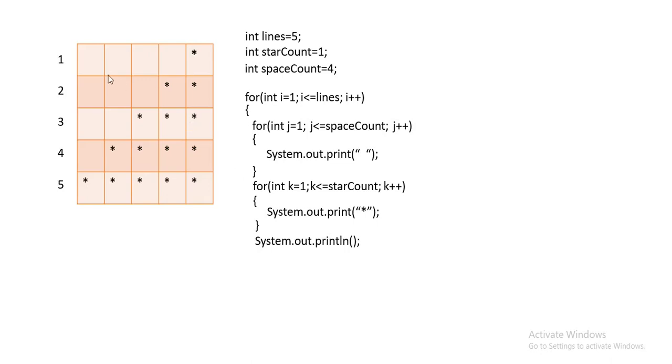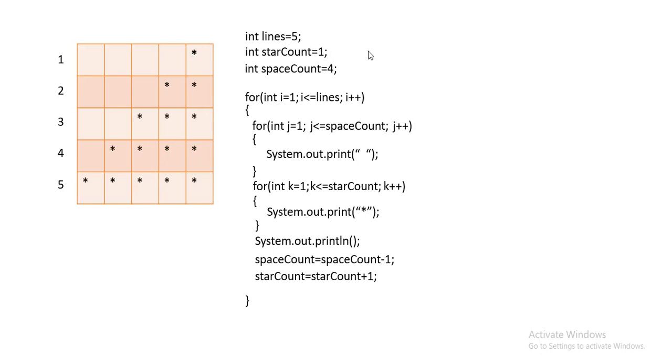See the pattern. The first line has 4 spaces, the second line has 3 spaces, the third has 2. Means the number of spaces is decreased by 1. So we need to decrease the space count variable by 1 after completing each line. Also the star count is increased by 1 after completing each line, so increase the star count variable by 1. Now our coding is completed.